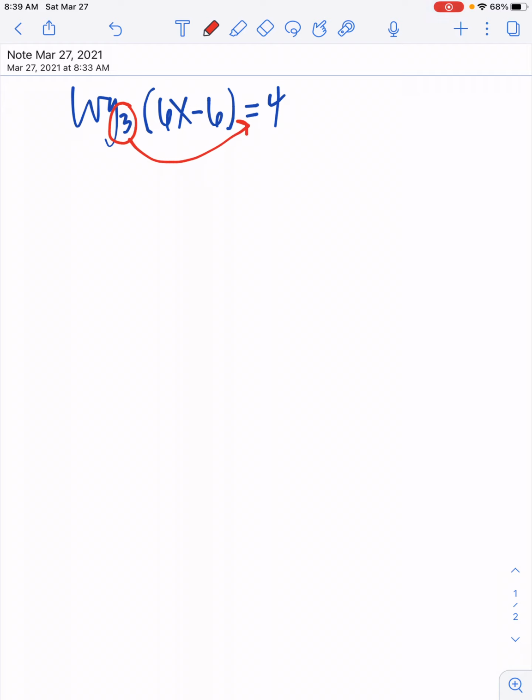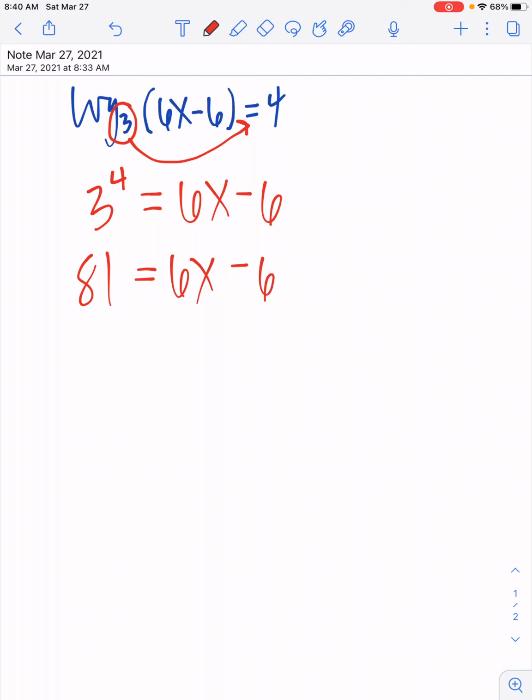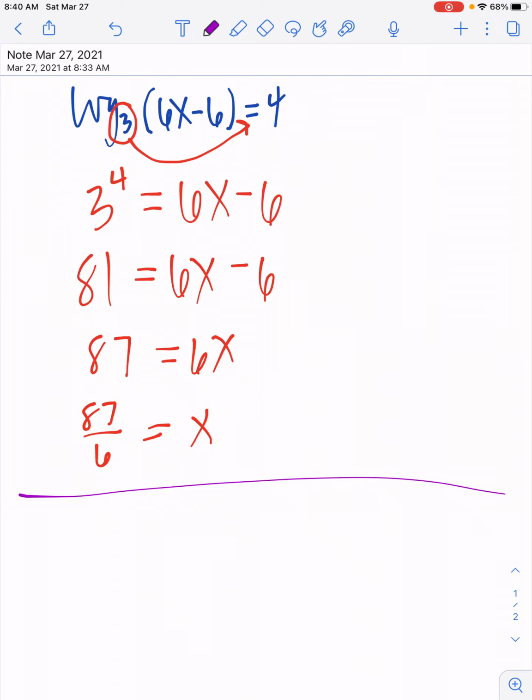Exponential form, I can move it, this 3, and say this is the same thing as 3 to the 4th equals 6x minus 6. And then solve. So that would, I don't have a calculator, but I think that's 81. And then, let's see, add the 6. And then whatever that is, 87 divided by 6. Once you get to this point, it's not that bad, right? But it's like, what's the first step? So even if you move it to exponential form and it doesn't help at all, you can start from the beginning. But definitely just use those rules that you kind of learned.